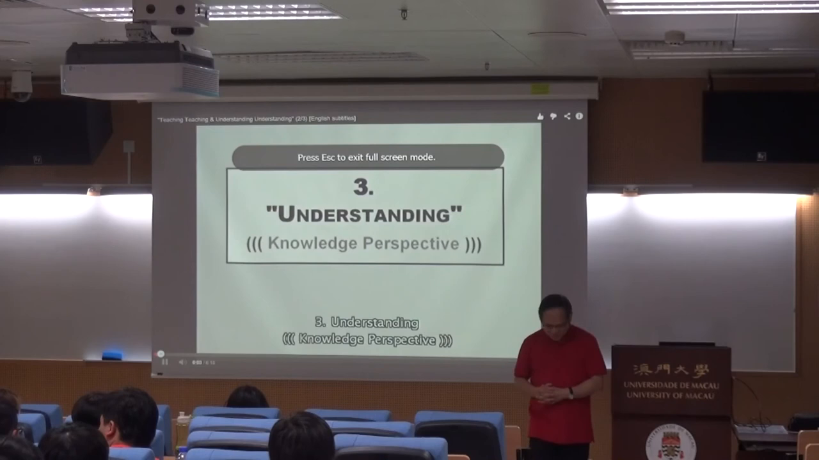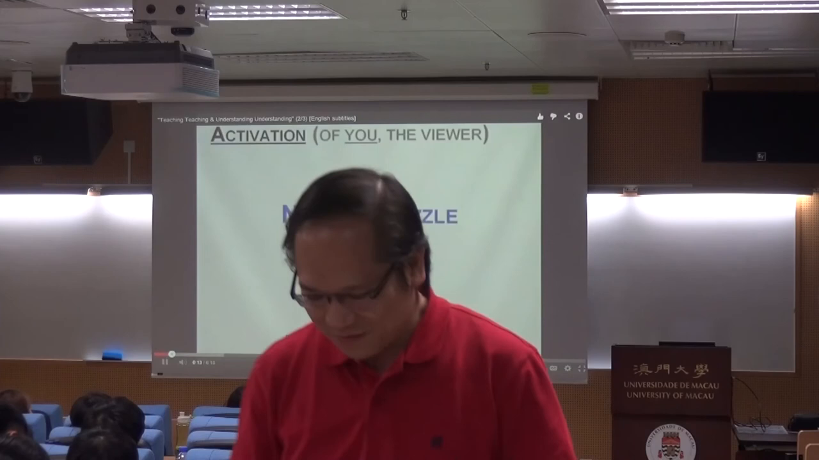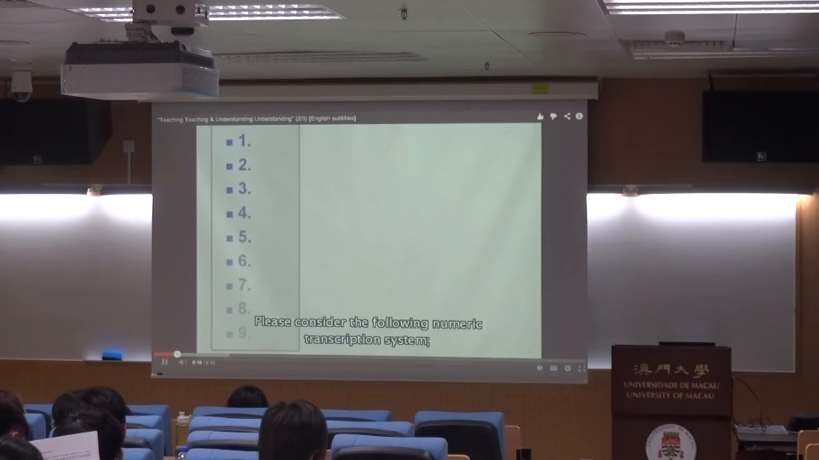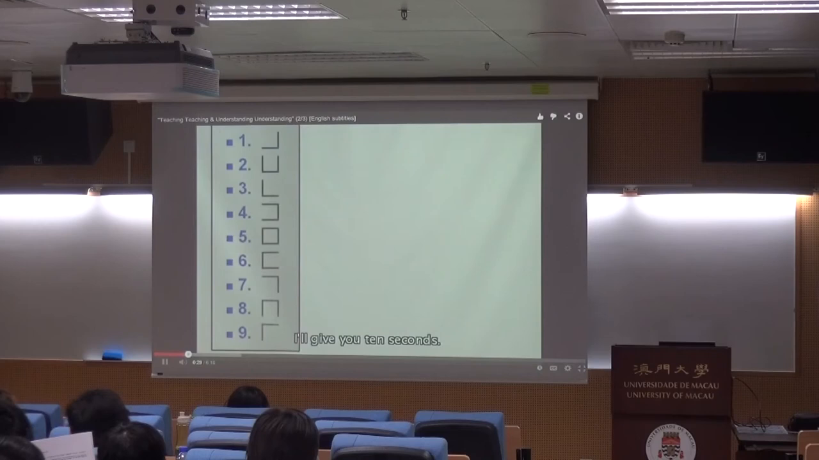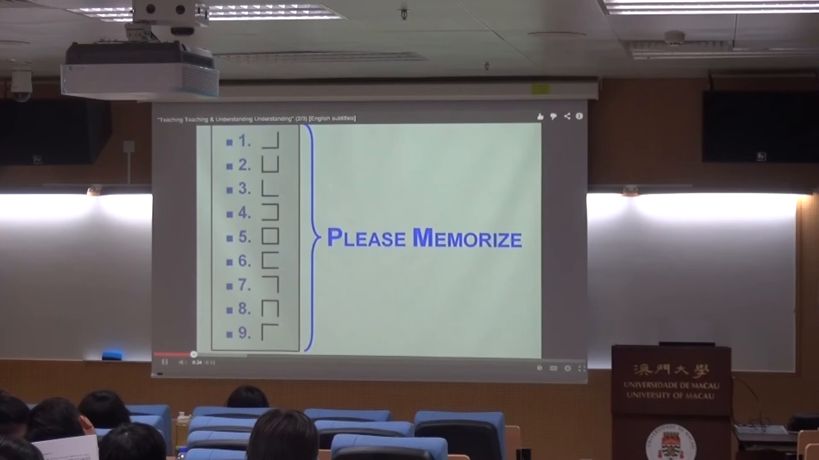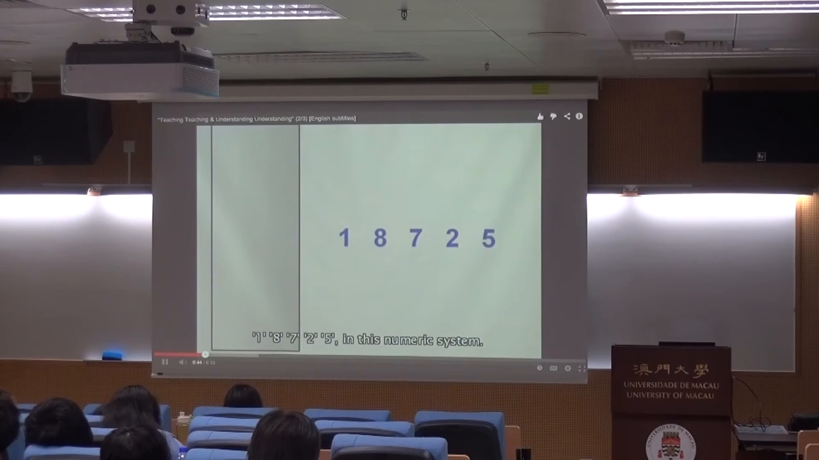Since we were talking about activation, I'd like to activate you, the viewer, using the following puzzle. Please consider the following numeric transcription system, where 1 is written like this, 2 like this, and so forth. I'll give you 10 seconds. Now I'd like you to write down, say, the last 5 digits of my office phone number. 18725. In this numeric system.